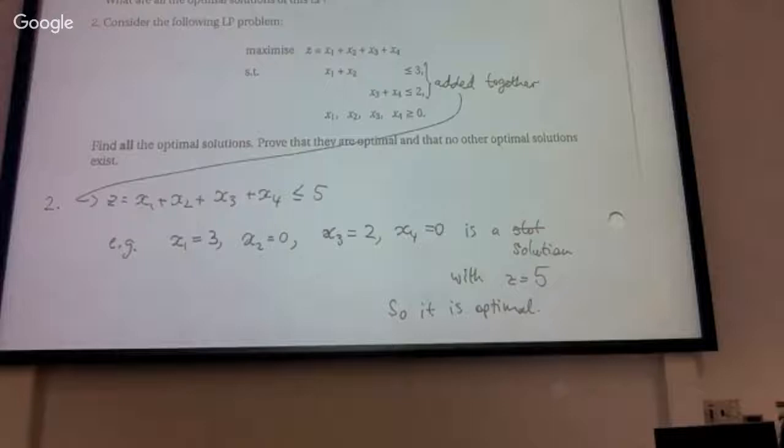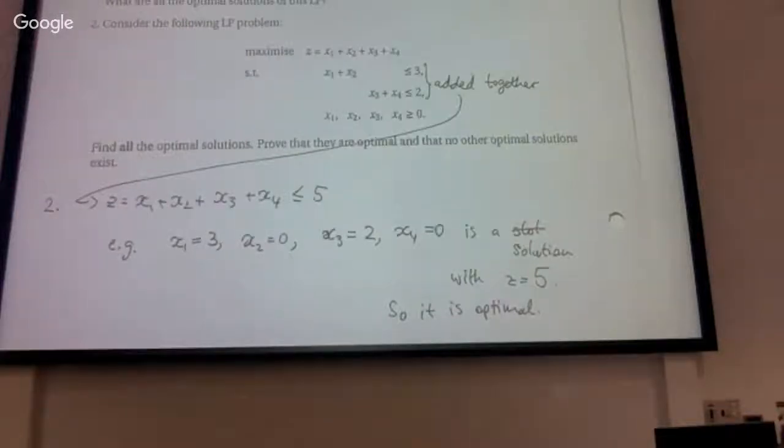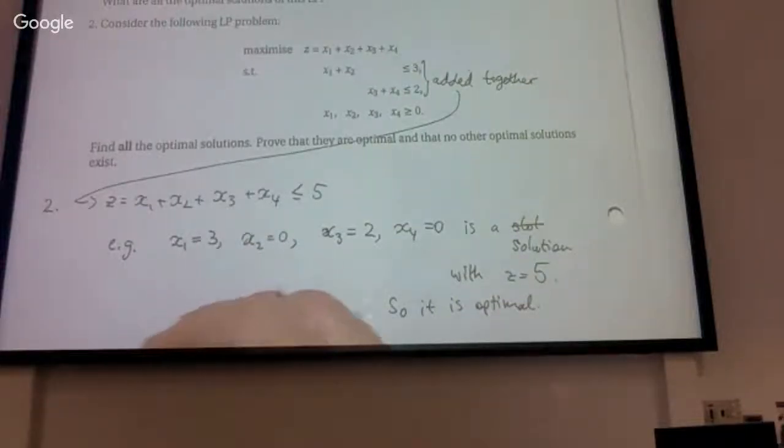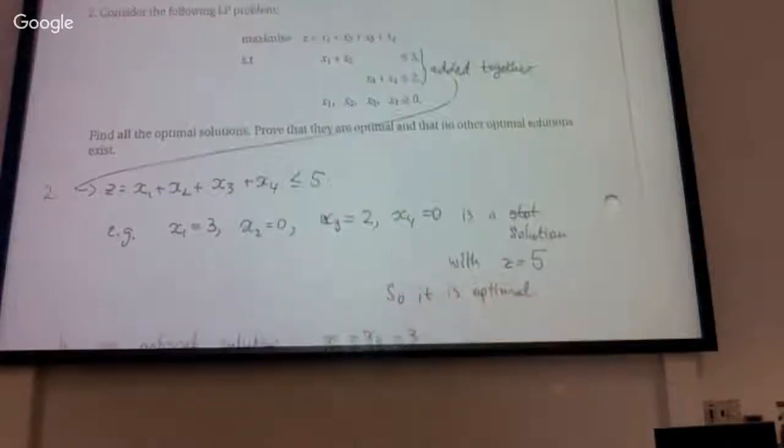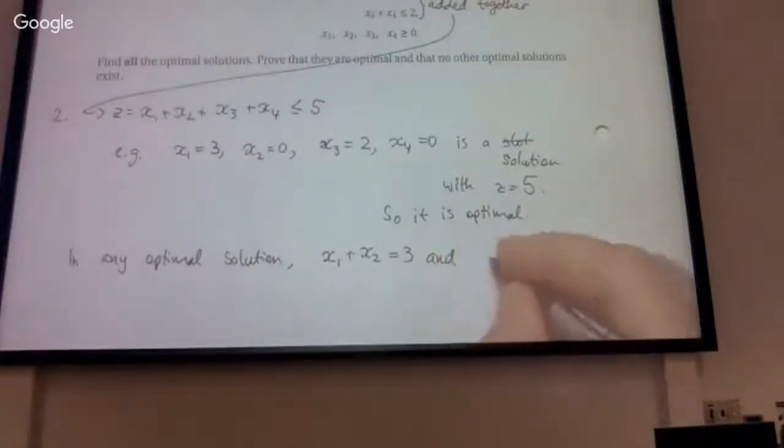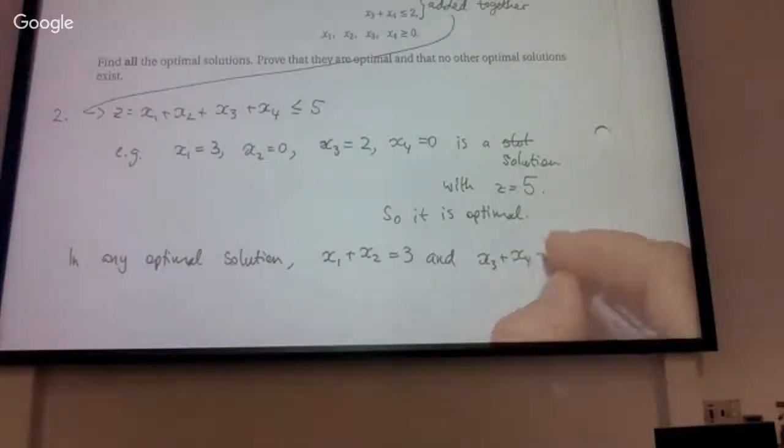But then also, we can see that in every optimal solution, x1 plus x2 has to be exactly 3, and x3 plus x4 has to be exactly 2, because otherwise we wouldn't get to 5 in the objective. That is, I think, quite clear. So in any optimal solution, we'll have x1 plus x2 is exactly 3, and x3 plus x4 is exactly 2.